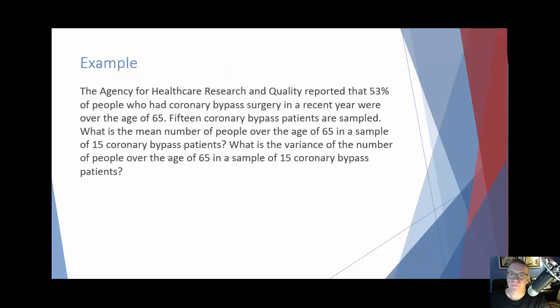So let's look at an example. The Agency for Healthcare Research and Quality reported that 53% of people who had coronary bypass surgery in a recent year were over the age of 65. 15 coronary bypass patients were sampled. What is the mean number of people over the age of 65 in a sample of 15 coronary bypass patients? And what is the variance of the number of people over the age of 65 in a sample of 15 coronary bypass patients?